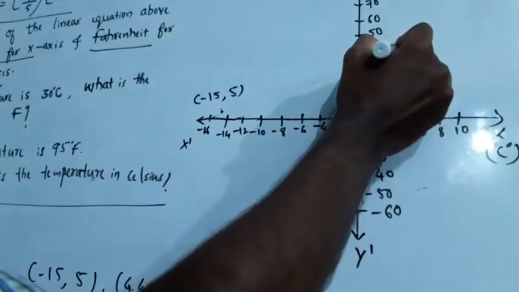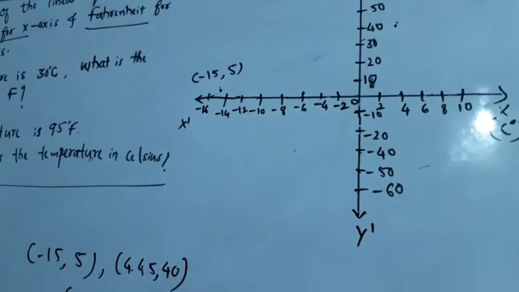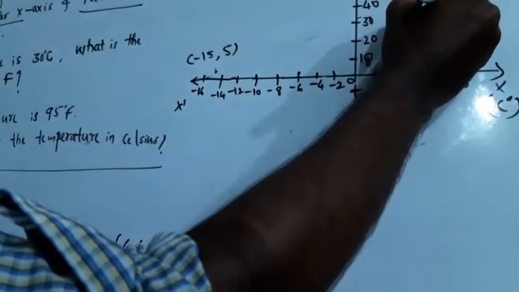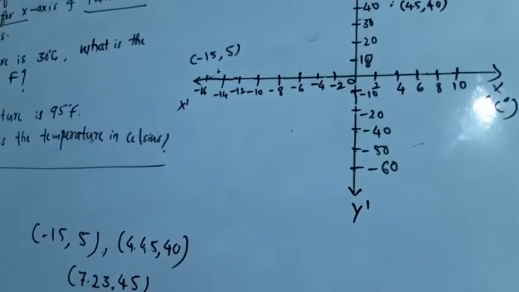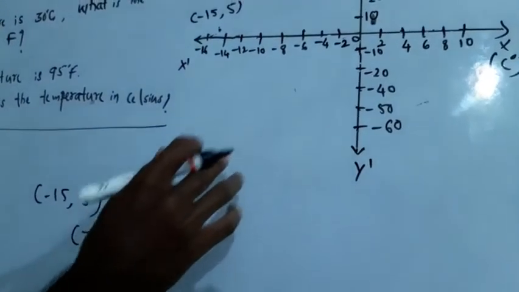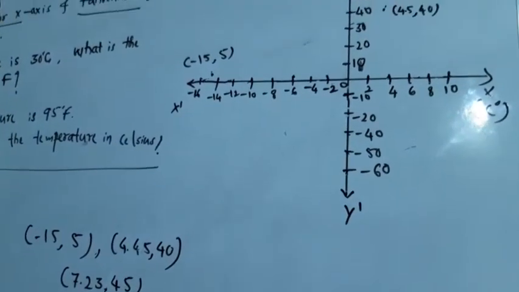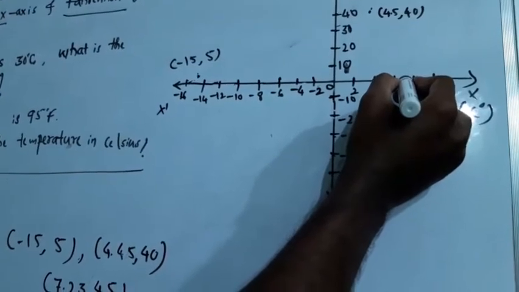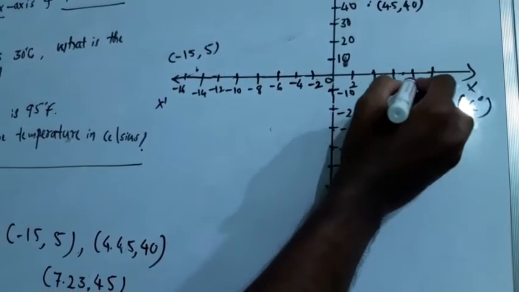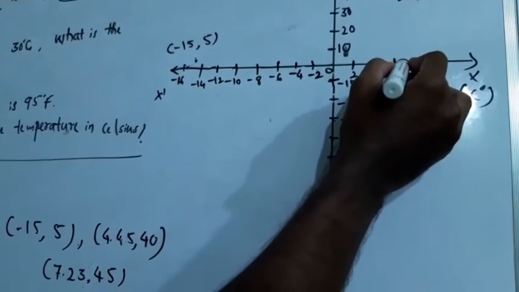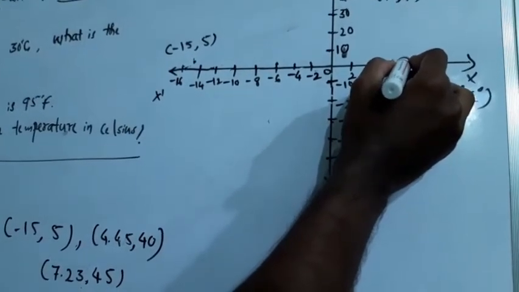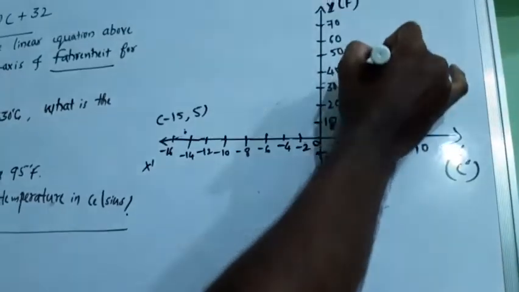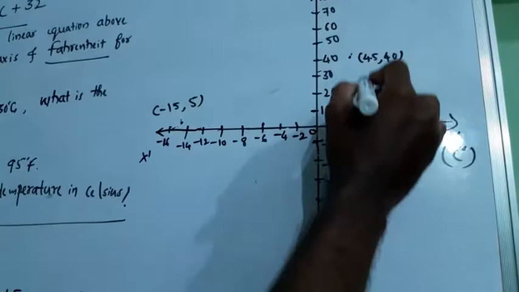Here it will be. Next, 7.23 comma 45. Where is C? 6, 7, 7.23 somewhere here. In between 6 and 8, 7 will be there. 7.23 will be very near to 7. 7.23 comma 45. So this is 40, in between 40 and 50, 45 will be there.